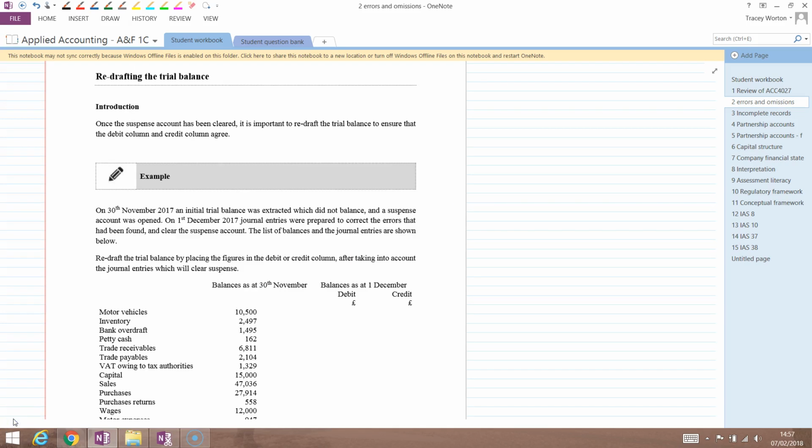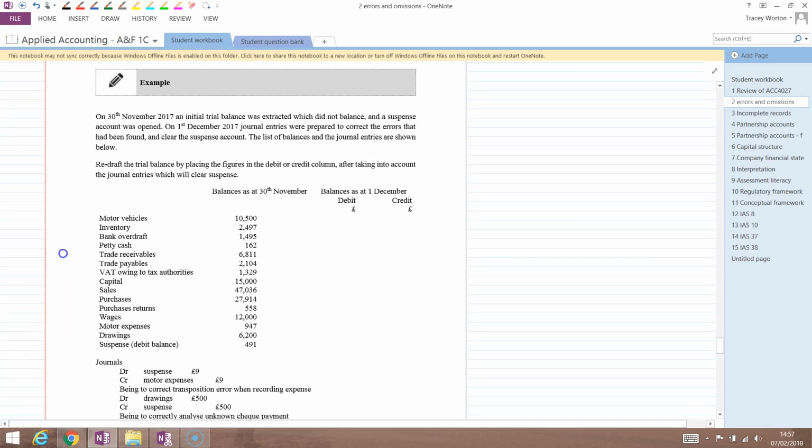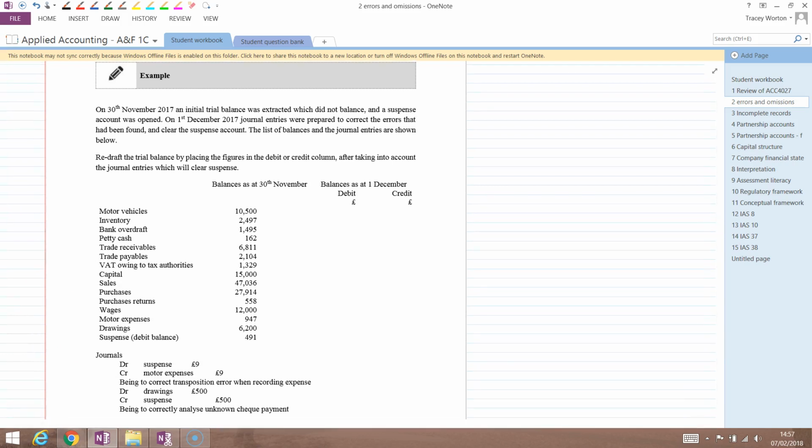So once the suspense account has been cleared, it's important to redraft the trial balance to ensure that the debit column and the credit column agree. So having a look at this example. On the 30th of November 2017, an initial trial balance was extracted and it didn't balance. A suspense account was opened on the 1st December 2017. Journal entries were prepared to correct the errors that had been found and to clear the suspense account. The list of balances and the journal entries are given below.